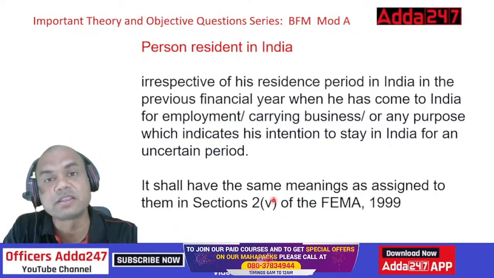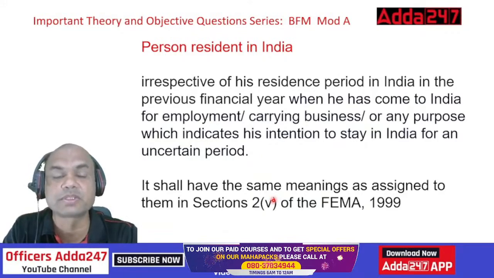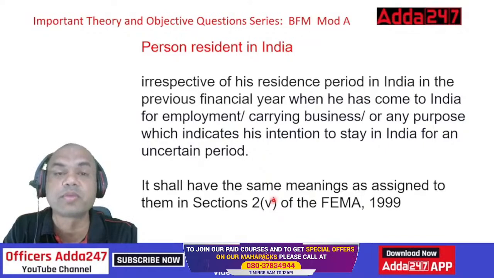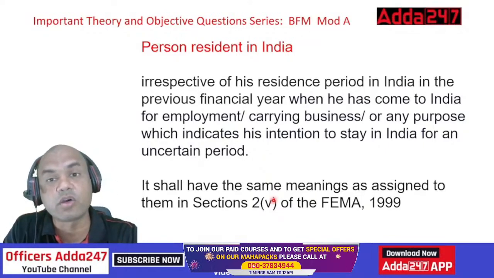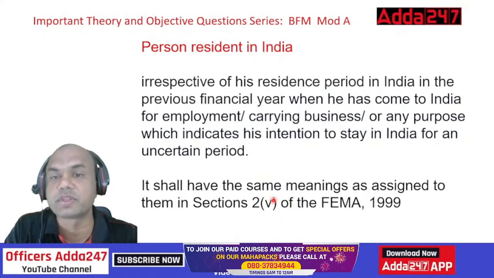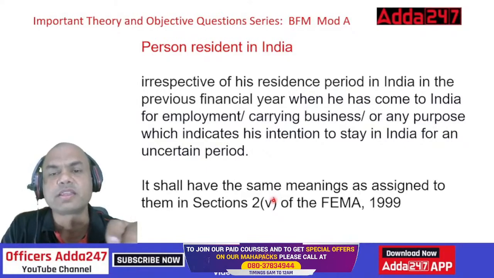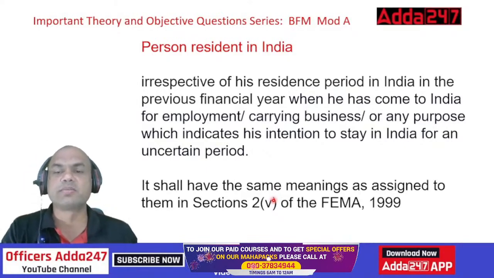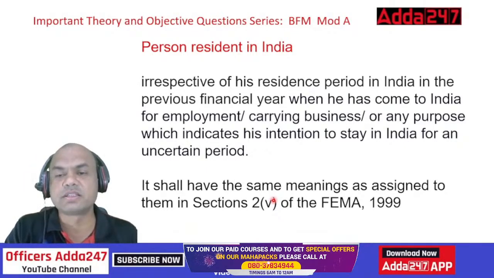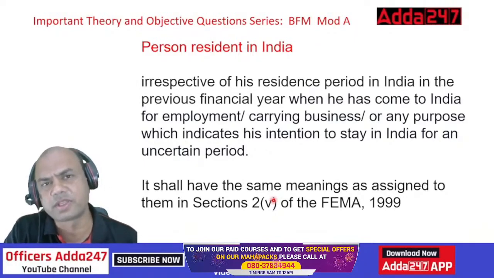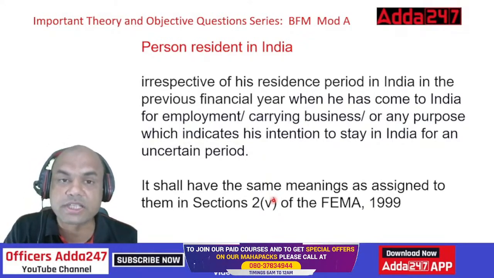For the last financial year, how many days should that person have stayed? For the last 7 financial years, out of them, how many years? These are all in detail and can be taught immediately in a half hour session. So the general rule given everywhere is irrespective of the residence period in the previous financial year, when the person has come for an unlimited period. That is number one definition. It also gives the second part in your book.